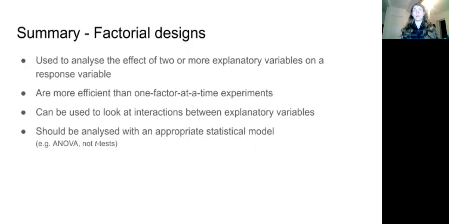Now, a quick summary about factorial designs. They are used to analyze the effect of two or more explanatory variables on a response variable of interest. They're more efficient than one factor at a time experiments. They can be used to look at interactions between different explanatory variables. And finally, they need to be analyzed with an appropriate statistical model, and that's usually ANOVA or some non-parametric equivalent, not with t-tests.